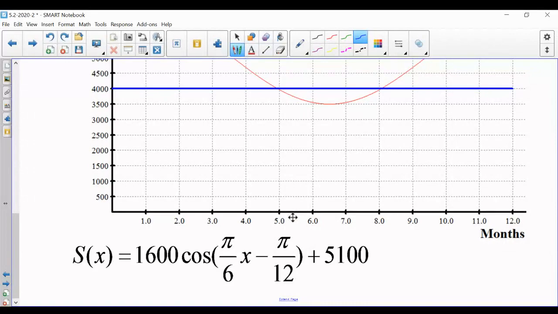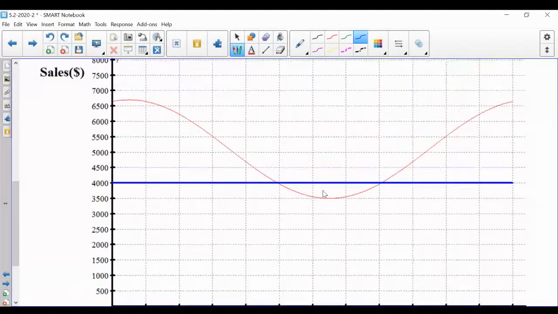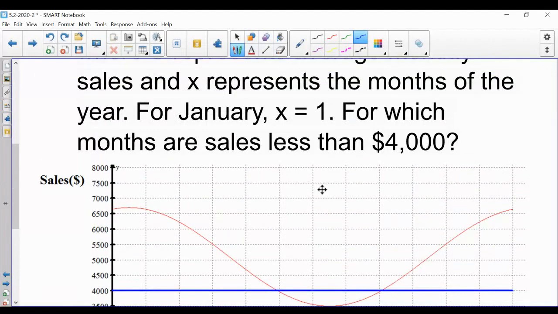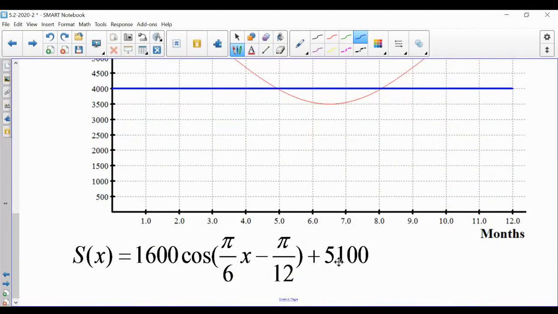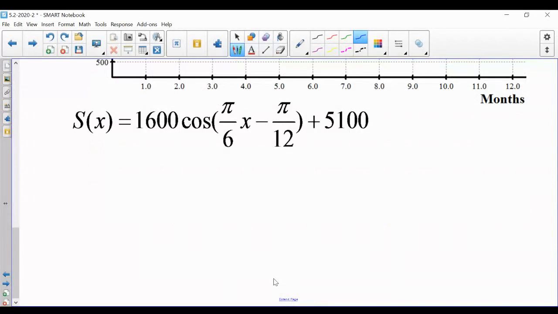That is the function. So how do you think I can figure out where this thing is less than 4,000? Well, first of all, the question is, can we figure out where it's equal to 4,000? How can I use the equation to figure that out? When is this function, 1600 cosine, etc., equal to 4,000? Because once we figure that out, then we can figure out where it's less than 4,000. So what do you suggest we do to set this up so we can solve this practical problem? Anybody? How do we set this up?